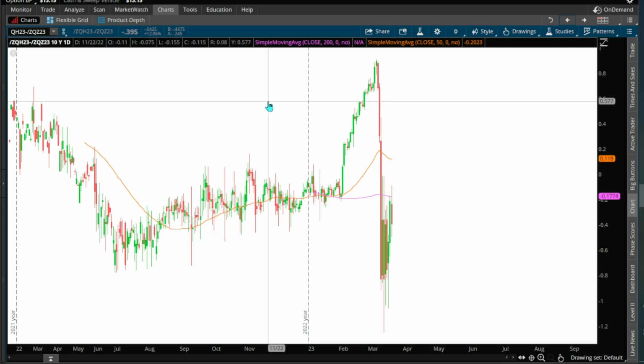So we're looking at ZQH23 versus the ZQZ 2023. That is essentially just looking at the March versus the December Fed funds futures spread. And right now we are looking at a spread of around negative 0.4. So the Fed funds futures is still pretty much saying, hey, Powell, we don't really believe you. We're calling you out on your BS. And we're still expecting somewhere between 25 to 50 basis point rate cuts by the end of this year. That is pretty much what the Fed funds futures is saying.